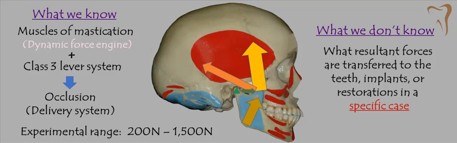And Herman can tell us what we know about all this stuff, and we know a lot about the anatomy and where this force comes from. We know the muscles of mastication provide the dynamic force, and we also know that it's a class 3 lever system with the effort and the load being on the same side of the fulcrum, which is the TM joint. We also know that occlusion is the delivery system in one form or another.